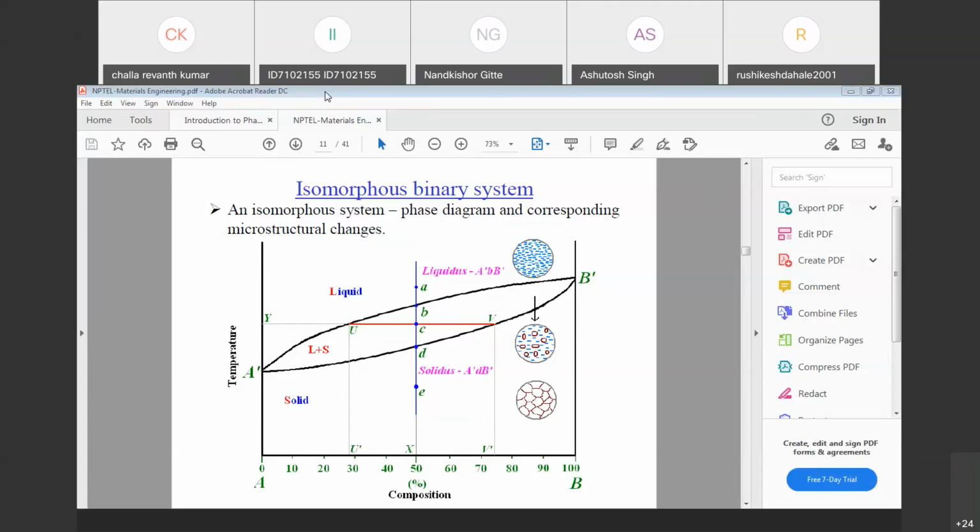Quickly draw that diagram and clearly mention the phases, liquid plus solid, and solid. And here it is liquidus and solidus. Mention that, and also simply draw the microstructure.